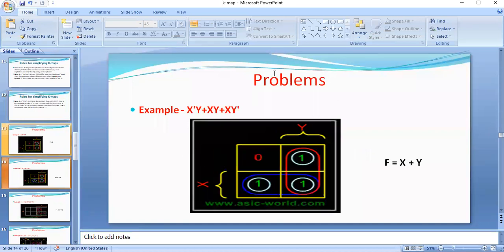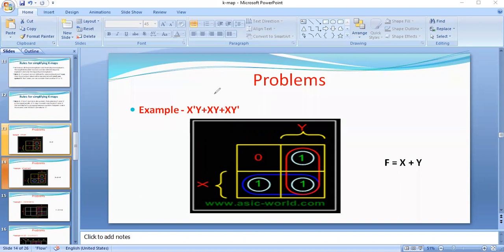See here, another problem I'm taking. In this problem, the given function contains only two variables, X and Y. So we have to take a two variable K-map. After drawing the two variable K-map representation, the next step is to place this expression in the K-map.